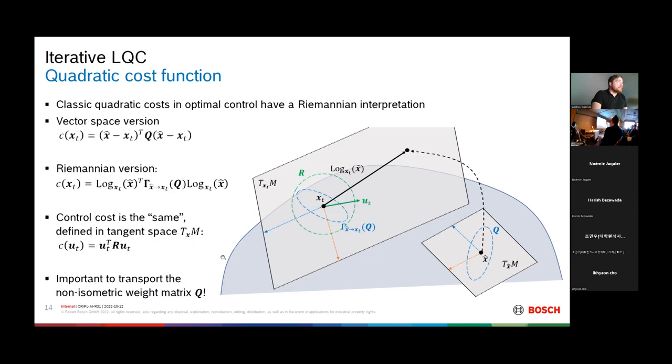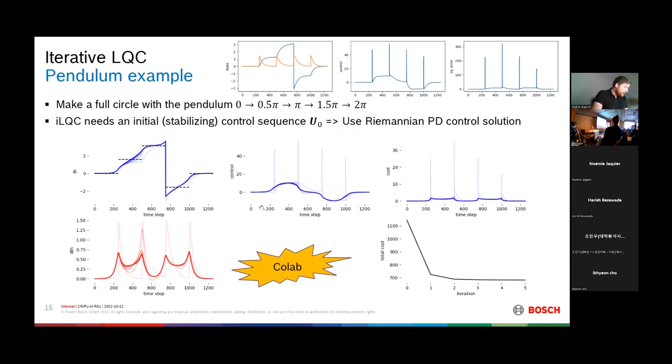Okay, and let's see an example for this as well. We will consider the same problem as before, making a circle on the manifold. And one of the most important things that I forgot to mention is that you will need an initial solution for the whole iterative linear quadratic control. The initial solution has to be stable and, so to speak, useful. This is often not so easy to find, but in our case, we will just use the PD control solution as my first step. And then I start iterating.